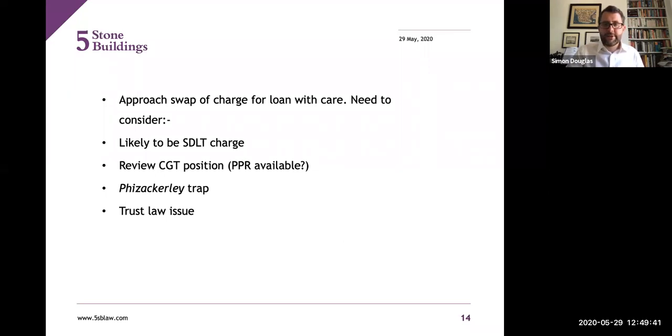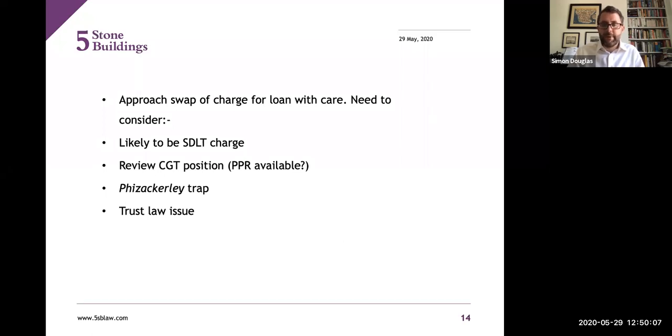Okay, the next question. Are there any disadvantages to using a nil rate band discretionary trust as opposed to relying upon the transferable nil rate band? Why I advise revising wills to rely upon the latter. So effectively, if you've got a client with a nil rate band discretionary trust, why not just leave it in place? Is there any advantage to using the transferable nil rate band?